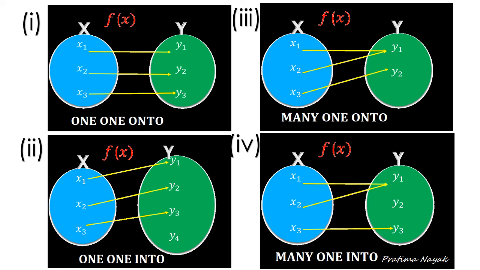Now second, each element is mapped with one element, but one element is left in Y which has no pre-image. So this is one-one into.